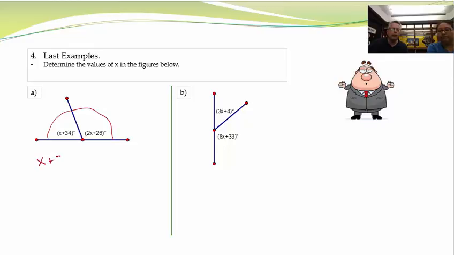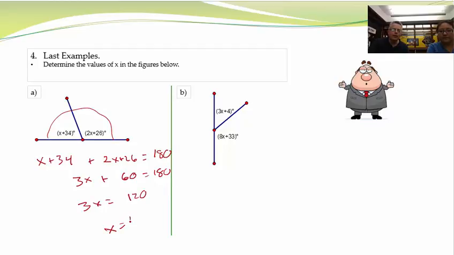And so we write an equation like that. x plus 34, that's the first angle, plus the second angle has to equal 180. After this, it's algebra, and you guys are really good at algebra, so this part's not the problem. So I think that's plus 60 equals 180. If we subtract 60, we get 3x equals 120. If you divide by 3, you get x equals 40.